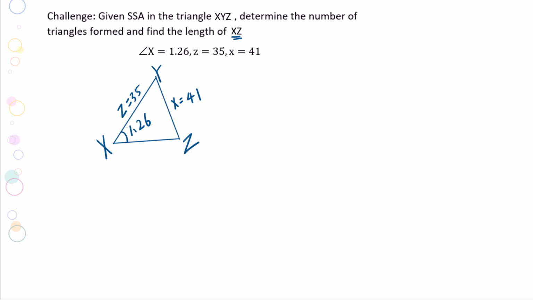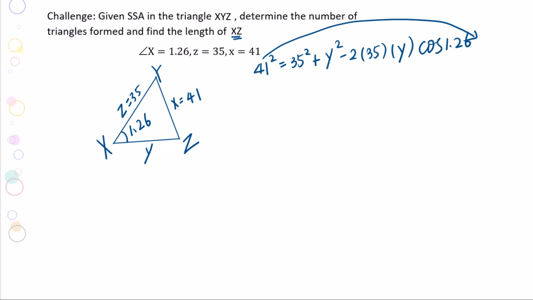Let's use the cosine law to set up the equation. 41 squared equals 35 squared plus, let's label this lowercase y for the length of xz, y squared minus 2 times 35 times y cosine 1.26. This is a quadratic equation. We will use polyroots.